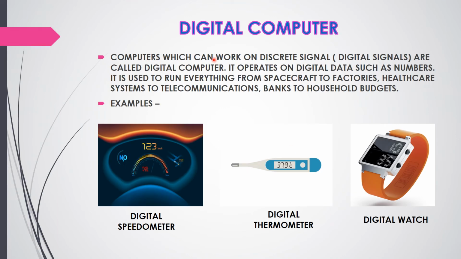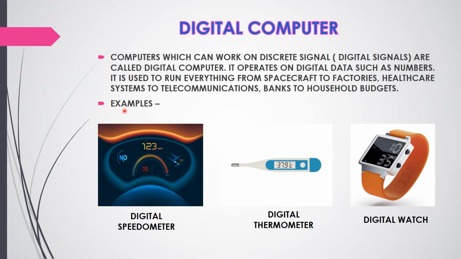Next, digital computer. Computers which can work on discrete signals, that is digital signals, are called digital computers. They operate on digital data such as numbers. Computers understand binary numbers, that is 0 and 1. They are used to run everything from spacecraft to factories, healthcare systems to telecommunications, banks to household budgets.